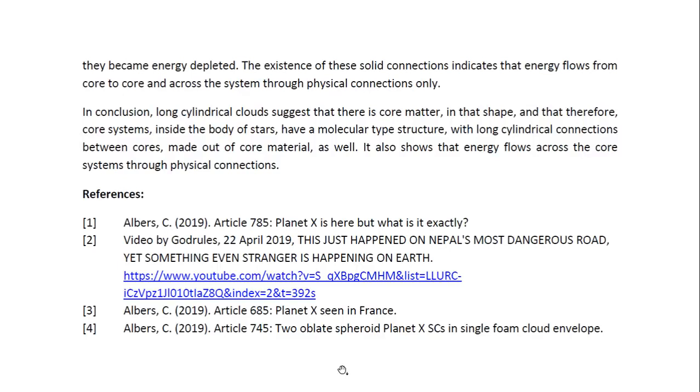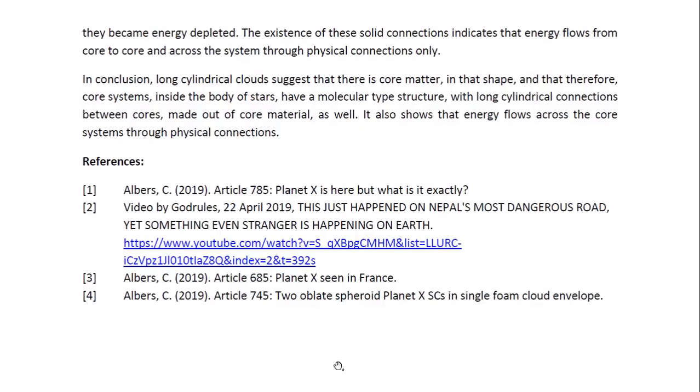And the existence of these solid connections indicates that energy flows from core to core and across the system through physical connections only. So in conclusion, long cylindrical clouds suggest that there is core matter in that shape, and that therefore core systems inside the body of stars have a molecular type structure with long cylindrical connections between cores made out of core material as well. It also shows that energy flows across the core system through physical connections.